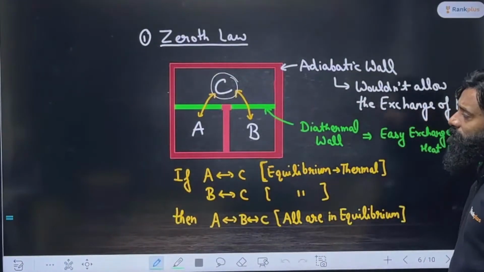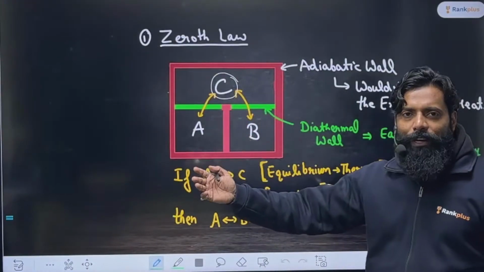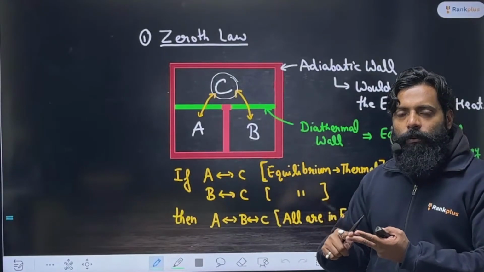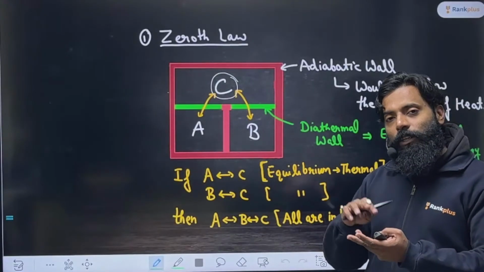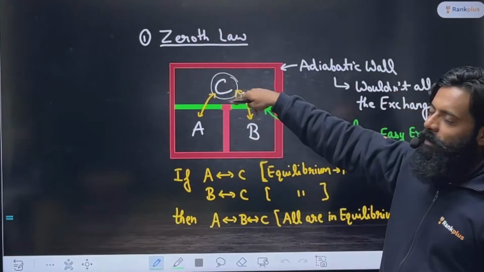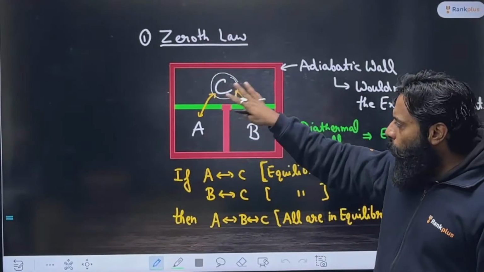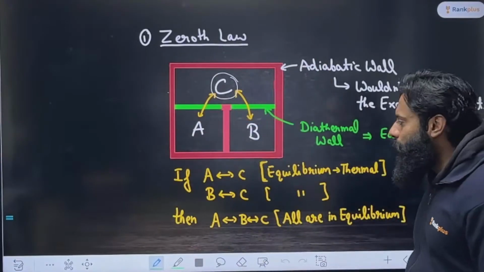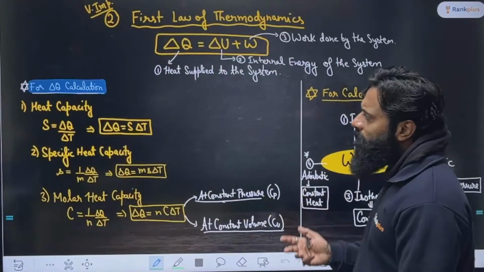The second one is the zeroth law. It is basically a fancy way to say that if one object is in thermal equilibrium with another object, and that other object is in thermal equilibrium with a third object, then all of them will be in thermal equilibrium. This is the law regarding thermal equilibrium, and it also states about the temperature.